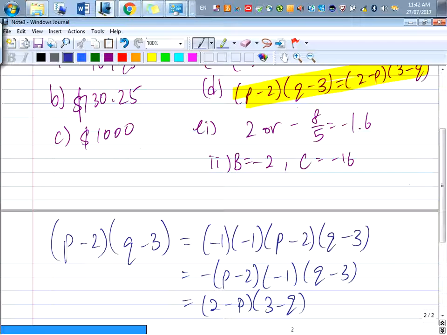This is for part D, factorizing. It's just that some of you have different answers. And I'm showing you that both answers are actually mathematically the same. And the reason is because we multiply by negative 1 to both of them. So eventually they cancel out. Yes.